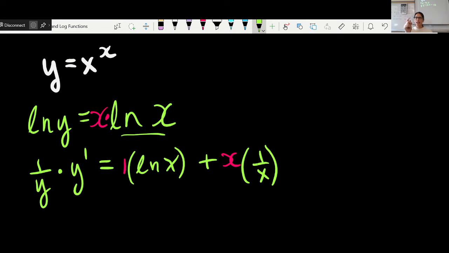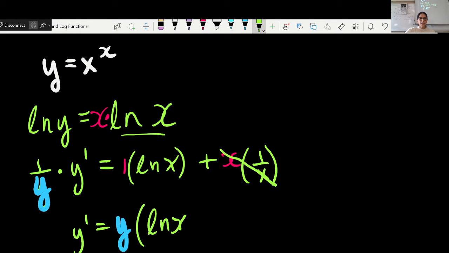So I guess what I want you to get out of this is the approach. And clearly we can see if we're looking at this, they're simply going to cancel. So really, I just have y prime equals, do you see if I'm trying to take the derivative, I want to get the y prime by itself. So I'm going to multiply by this y on both sides, and then it's going to be times ln x plus 1. So far so good?